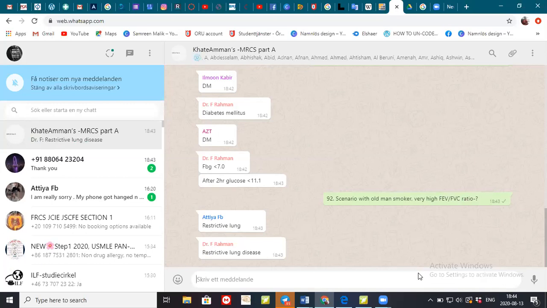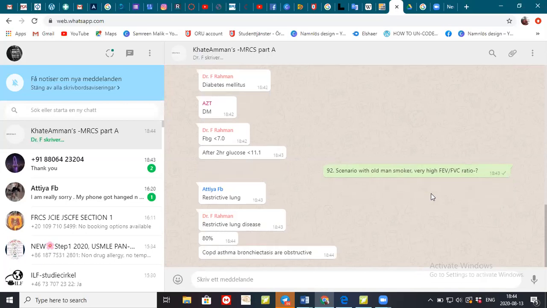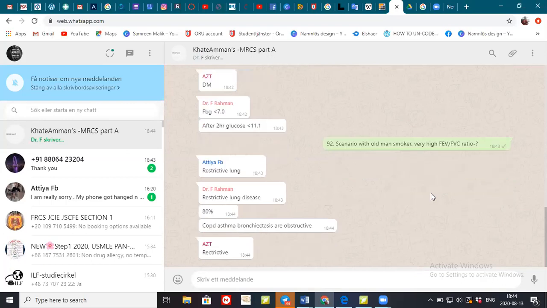Give examples of each, please. In restrictive, there is sarcoidosis and interstitial fibrosis. For obstructive, common things like COPD, emphysema, asthma, bronchitis, chronic bronchitis.